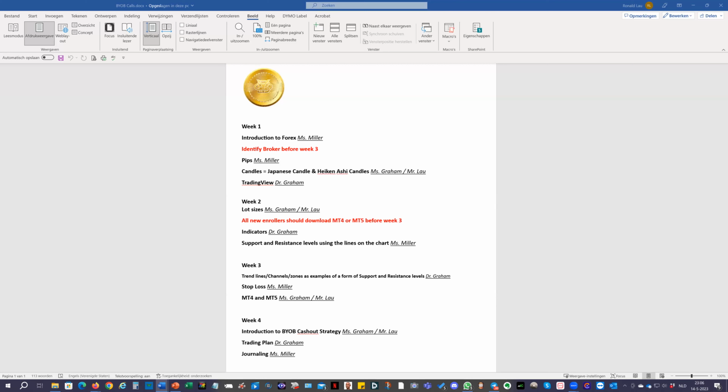Again, I'm going to ask everyone, especially our new enrollees, to download MT4 or MT5 before next week, because we'll be assisting you, and helping you to link your broker to your MT4 accounts. Okay, so you can start in your demo account to do your trading, right? We'll be looking at indicators and support and resistance levels today. Okay, next week, we're going to go into trend lines, channels, stop loss. Again, the MT4, MT5, showing you how to set those up.